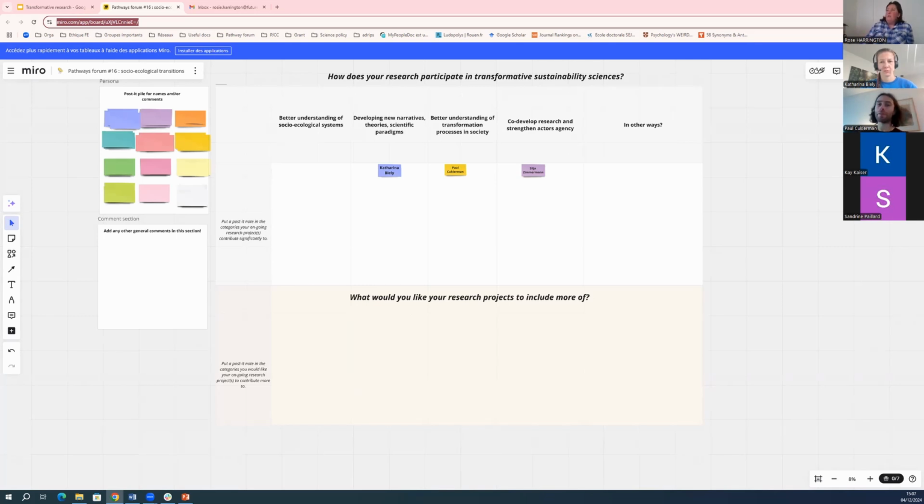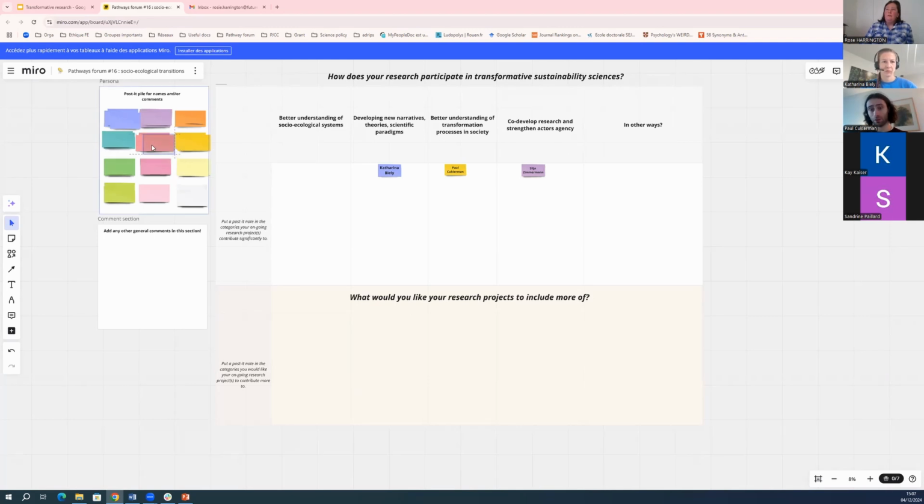And to do that, all you have to do to use this board is pick up a post-it from the different coloured post-it sections and drag it to whichever column you would like to put your research topic in. You can then double click it to add your name. But of course, if you don't want to put your name in, we're not going to force you.